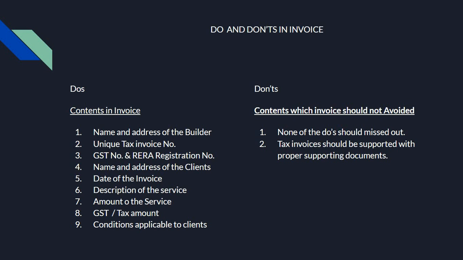Do's and don'ts in invoice. Do's are the basic contents which an invoice should contain, and don'ts are what we cannot afford to miss in the invoice. First, do's in the invoice. First of all, there should be the name and address of the builder, the unique tax invoice number, GST, RERA registration, or any tax registration which is binding upon the builder should be mentioned on the tax invoice. Name and address of the client, date of the invoice, description of the service, for example, which stage the building has been completed.